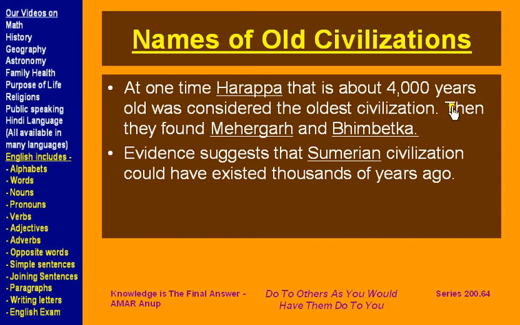Let's continue. Then they found Mehergarh and Bhimbetka. These are two other old civilizations. So M in Mehergarh and B in Bhimbetka are capitalized. Another example: Evidence suggests that Sumerian civilization could have existed thousands of years ago. Sumerian was an old civilization, so S in Sumerian is capitalized.